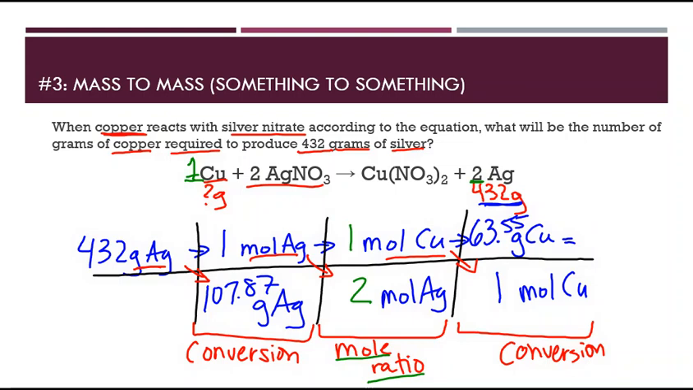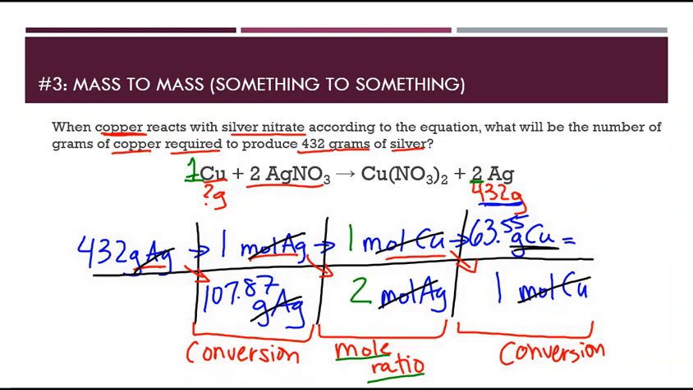And now that we have all of the lovely dimensions set up and we're able to cancel, you can double check and make sure everything's set up right, because the grams of silver should cancel with the grams of silver there. The moles of silver should cancel with the moles of silver. And then the moles of copper cancel with the moles of copper. So what are we left with? The grams of copper, which is what we want.